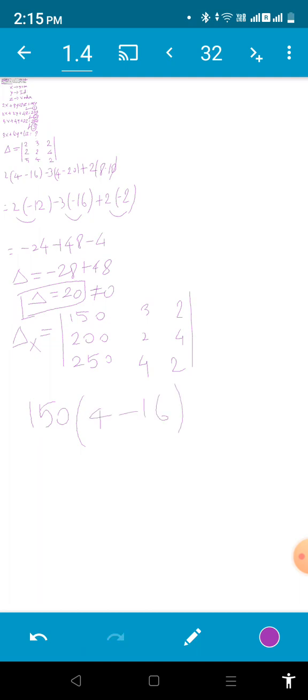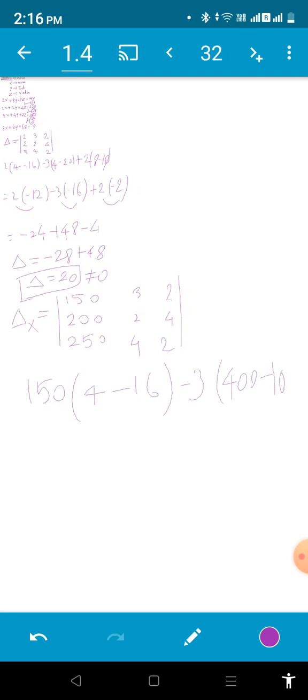4 minus 16. Similarly minus 3 into, the corresponding row and column cancelled, 400 minus 1000 I get.